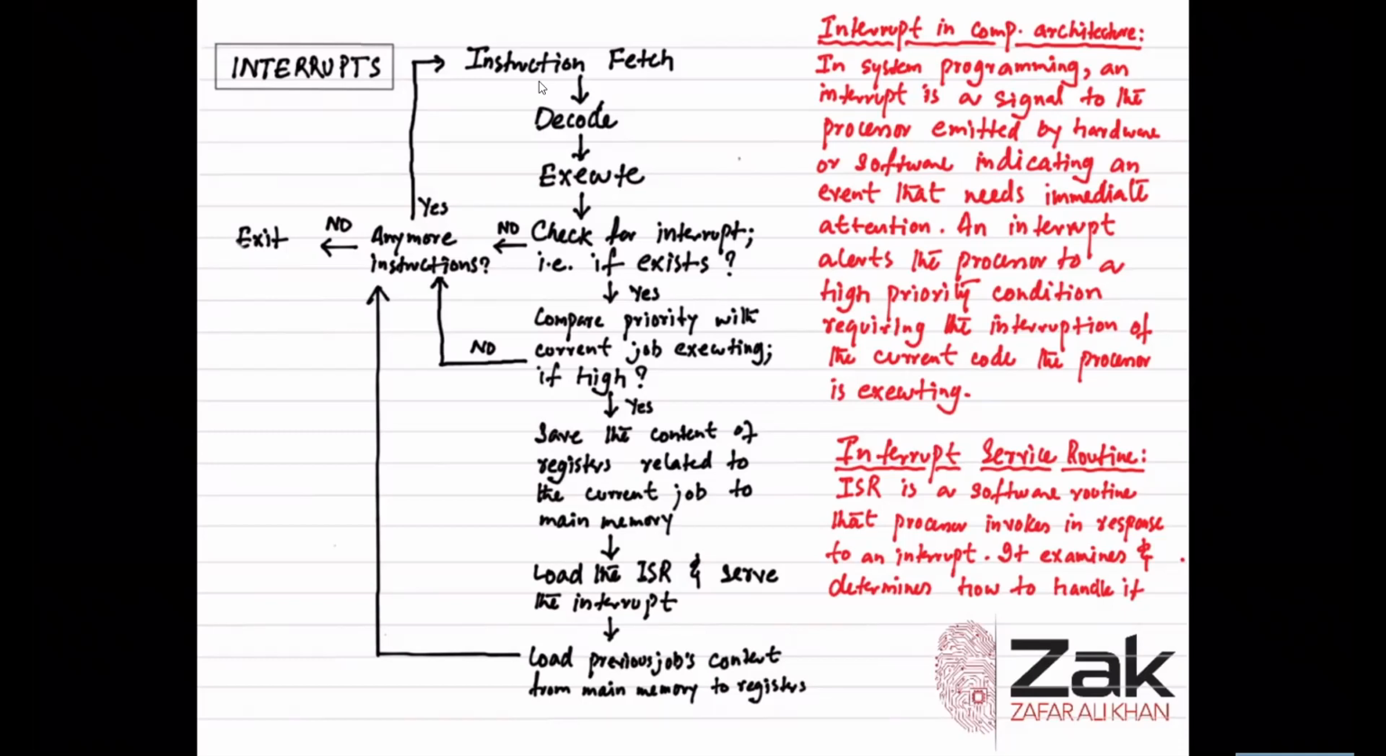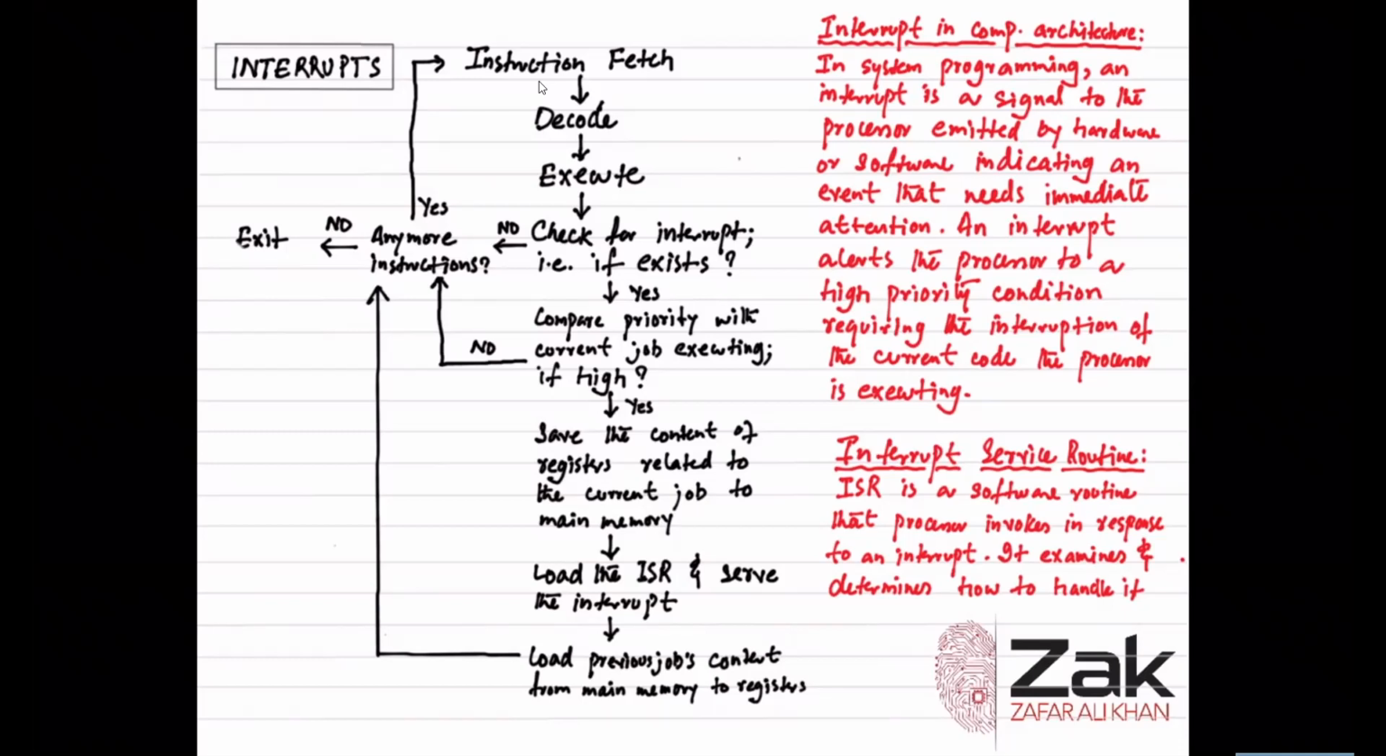of the current job with the priority of the program which is related to the interrupt. Let's say the priority of the current program which is being executed is high, then the interrupt will be pushed to the queue so that it could be dealt with later. And the next instruction for the current program will be fetched and executed.